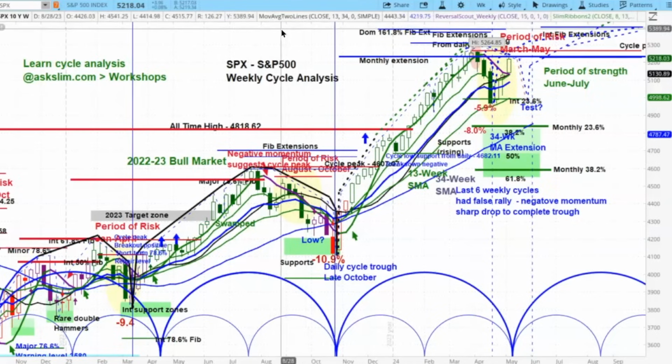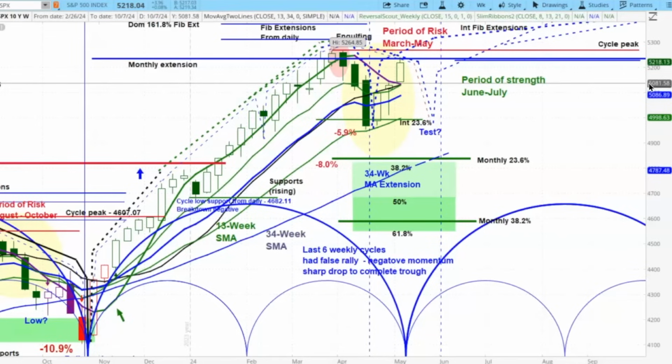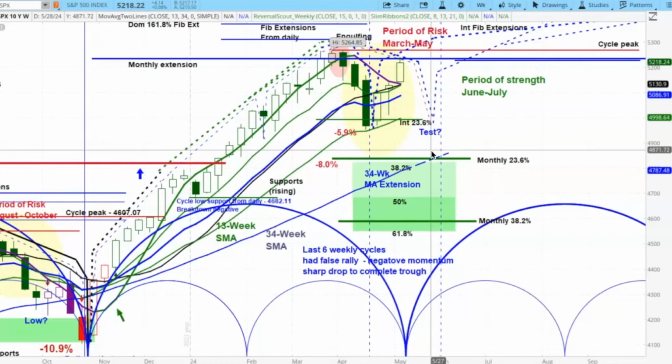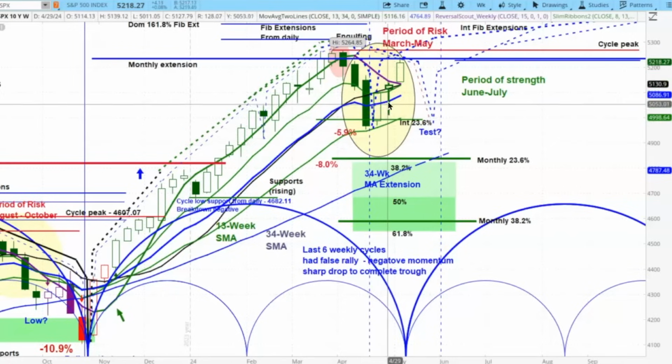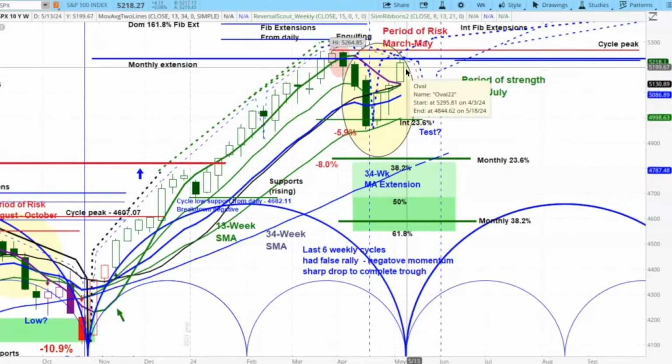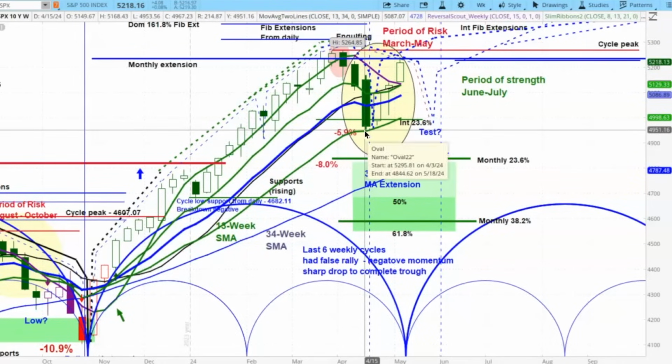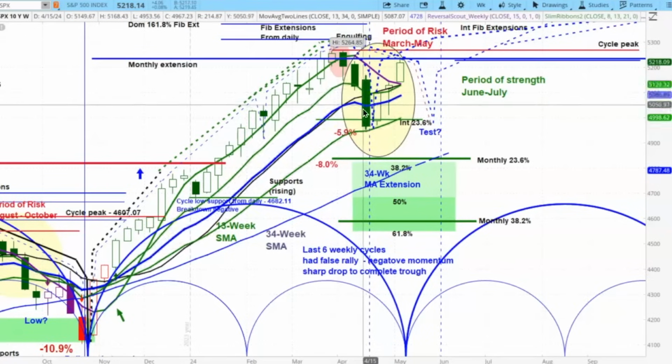So let's go back to this cycle right over here. And we had expected that the decline would come over here into the time frame of late May to potentially early June. Now, with the market rallying as strong as it has, that says to us that there's a pretty good likelihood that this low at worst will get tested and potentially the corrective period is over.